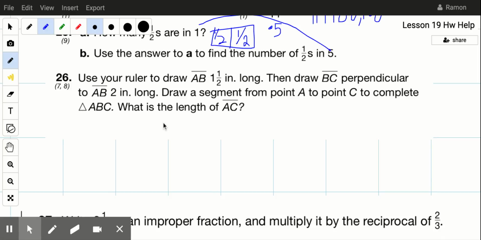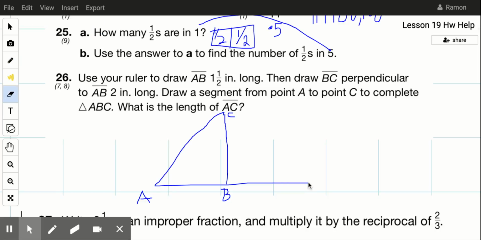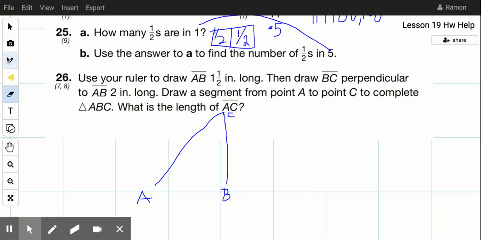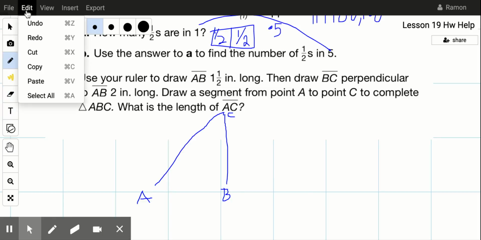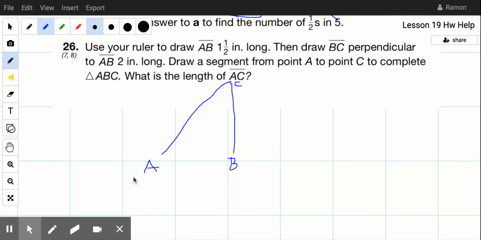26, it says to use your ruler to draw AB this length, then draw BC perpendicular to AB. So we're just going to draw AB, then we're going to draw BC perpendicular to it. So AB is that long, right? And then BC is perpendicular, so that has to be C up there. And then it says to draw a segment from point A to point C to complete the triangle. You won't have to find the length of AC as long as you draw the triangle, you'll be okay.